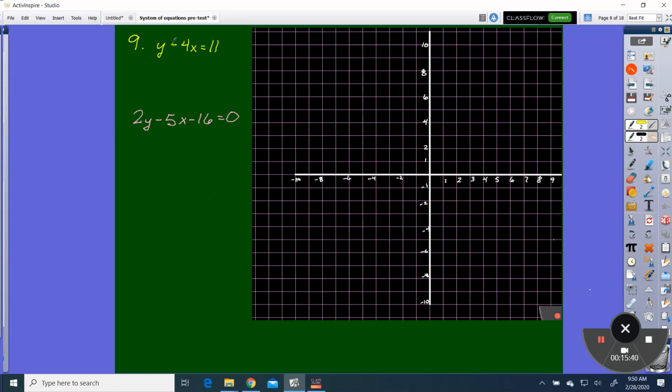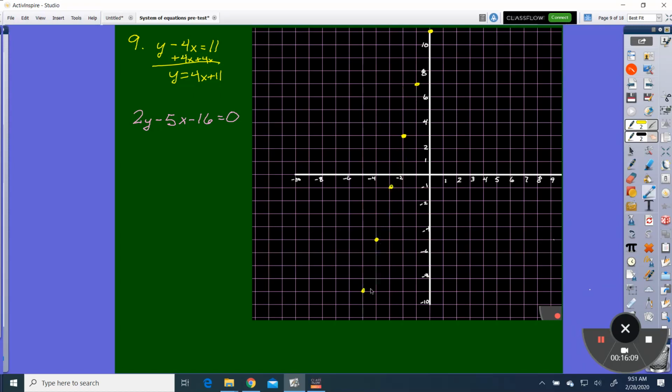Number 9. This one's not set up in y equals mx plus b, so I've got to add the 4x to each side. So now it says y equals 4x plus 11. So I'm going to come up here to 11. Normally I would go up 4 over 1. So where would I have to start to go up 4 over 1? So if I go from there, 1, 2, 3, 4, up 4 over 1. So I can do this same pattern, up 4 over 1, up 4 over 1.